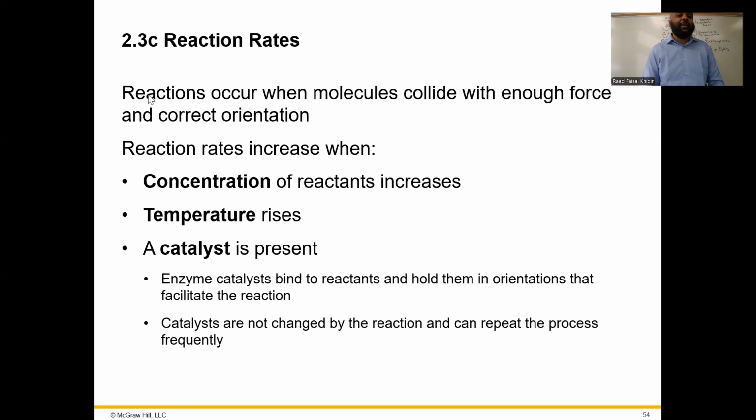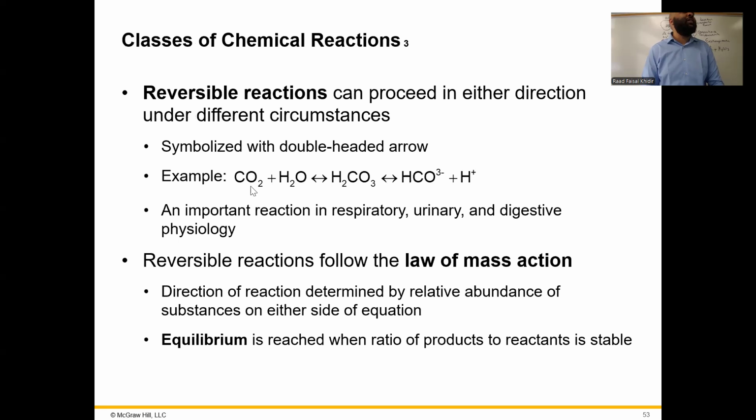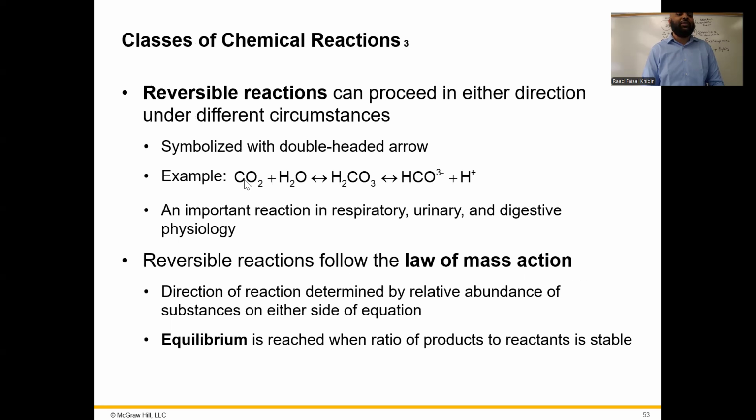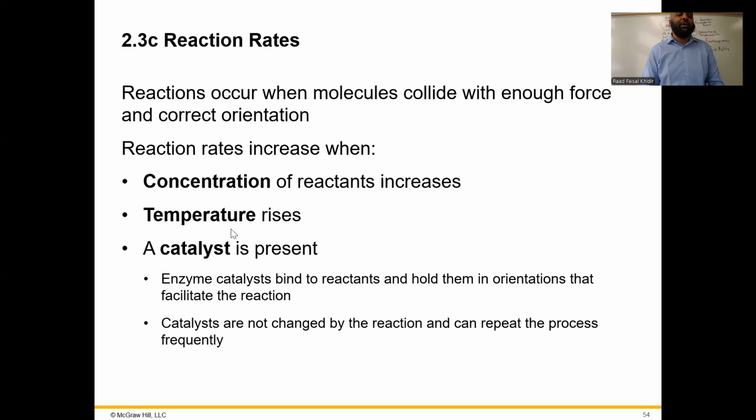Reaction rates: how fast does the reaction go? What causes the reaction to go faster? Number one, the concentration. We talked about that. Remember when I said if there is a lot of one reactant on one side, it's going to push the reaction to the other side. That's one of the reasons that's going to speed up the reaction, and that is the concentration. Number two, the temperature. If you heat up, the reaction is going to go a lot faster. And then you have the catalyst.